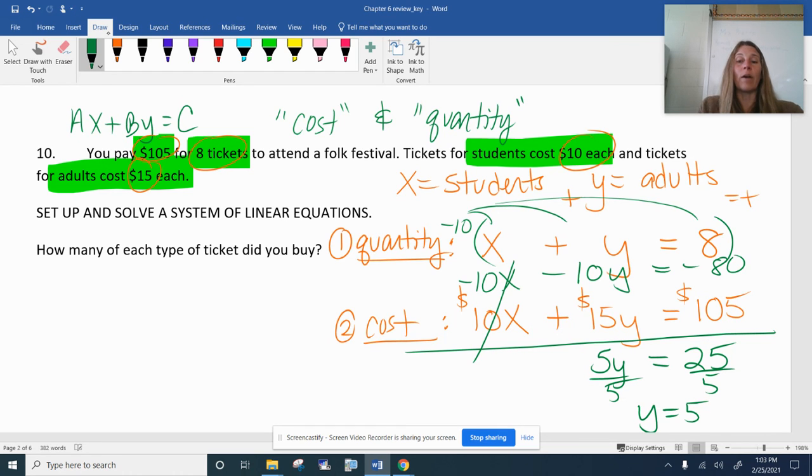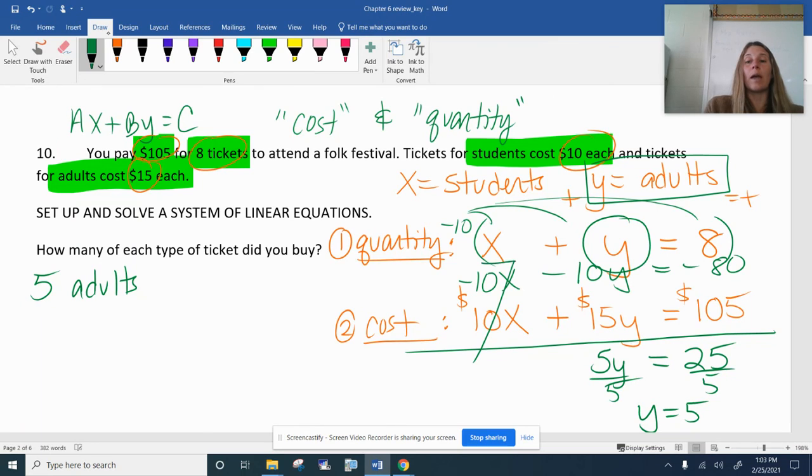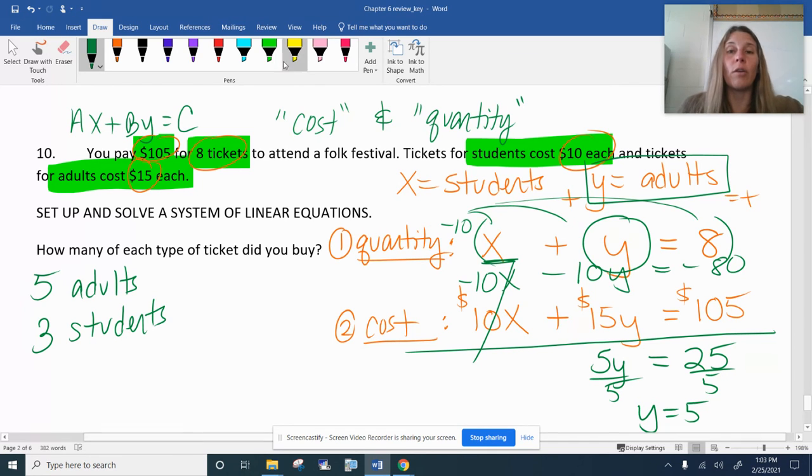Y is 5. Now remember, that's the number of adults. So I have 5 adults going. If I know that there's 5 adults, how many students plus 5 adults would equal 8? 3 students. And that's it. Good luck on your test.